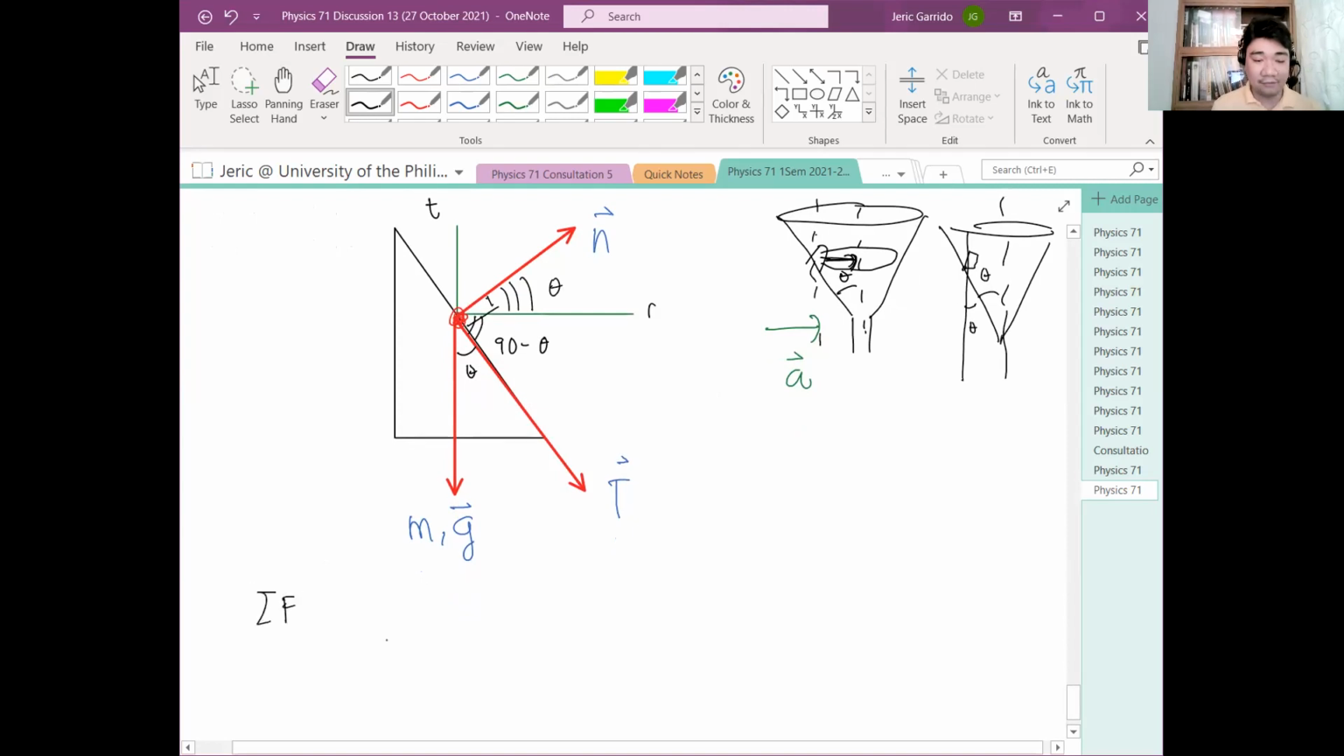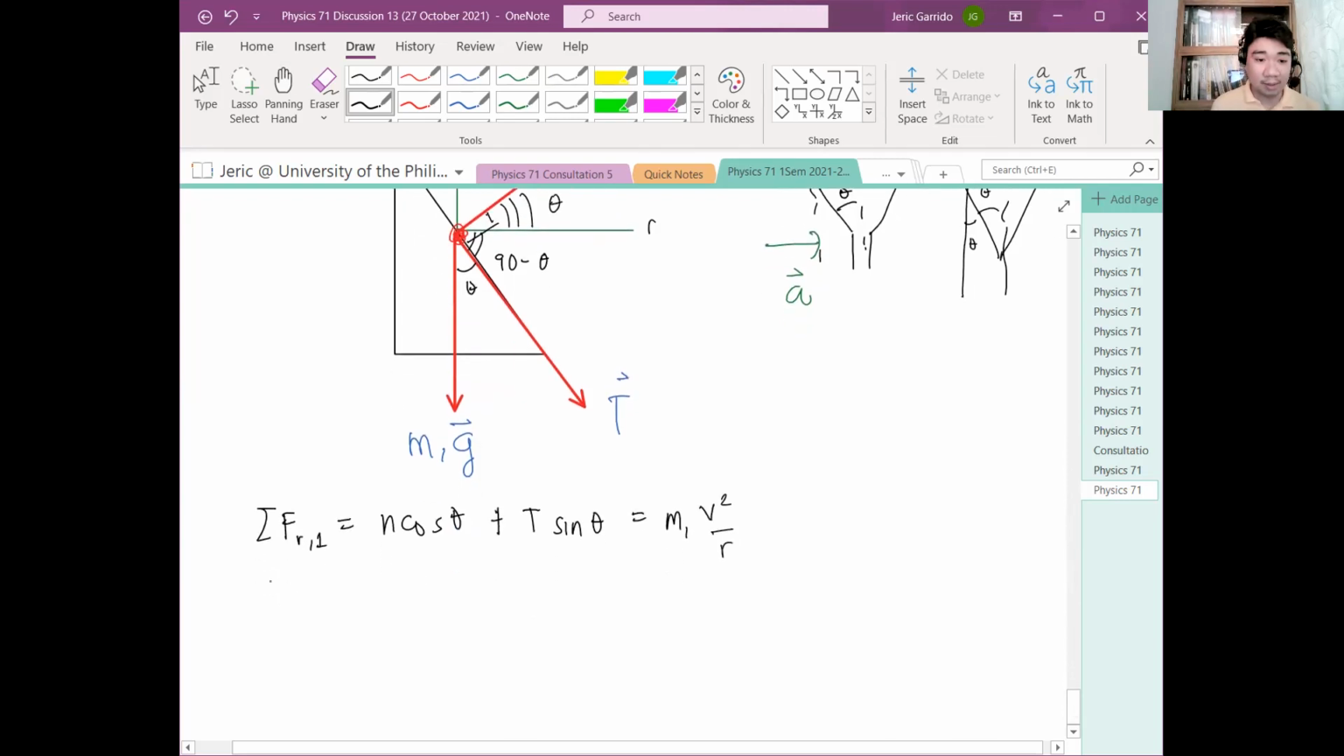So the summation of forces acting in the radial direction for the first object is simply n cosine theta, plus t, which is now opposite, so instead of cosine we have sine theta. And this is just equal to m1 times the centripetal acceleration, since the radial direction is the direction of the centripetal acceleration, m1 v squared over r.